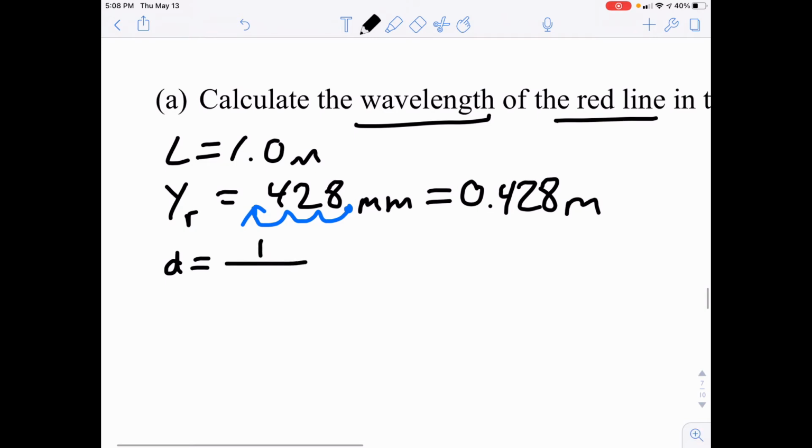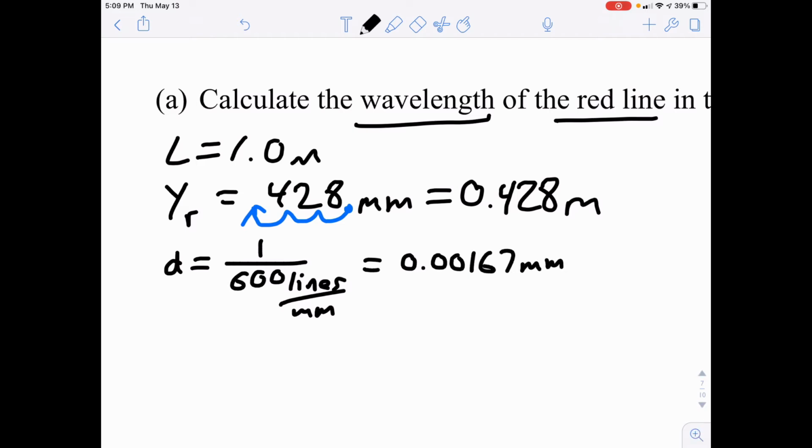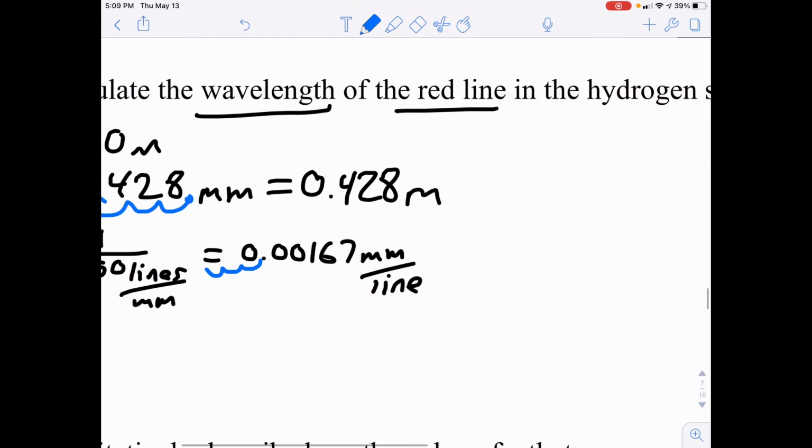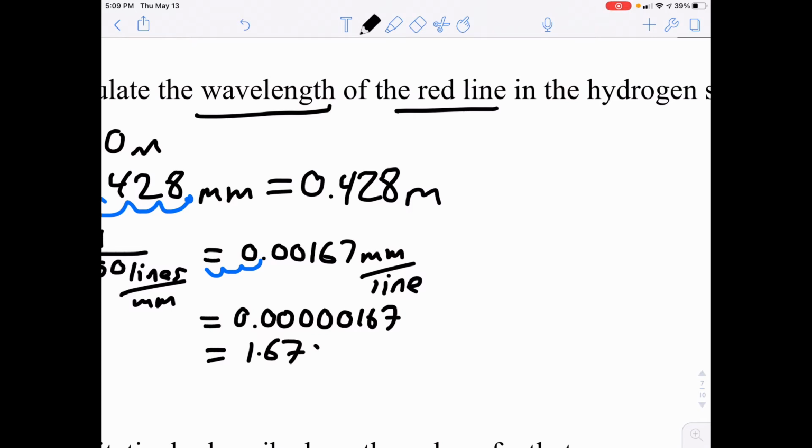So the inverse would be 1 over 600 lines per millimeter. Now taking the inverse of 600, we get about 1.67 millimeters per line. That's what we get. But I don't want millimeters, I want meters. So I need to, again, move this back 1, 2, 3 places. And my distance d is 0.00000167, which would be 1.67 times 10 to the negative 6 meters. So there's our distance d.